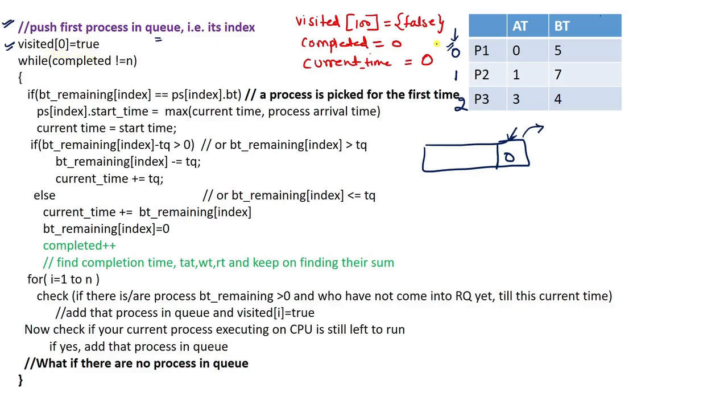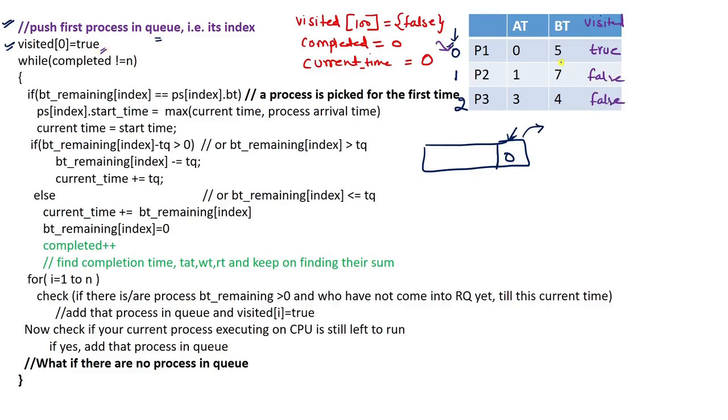Okay, so the first process will be actually at the 0th index. I have put it inside this queue, so I will be saying keep this visited box of this 0th process, which I put inside this queue, as true. Okay, so this is true. Initially all will be false, you can see, okay, all will be false.